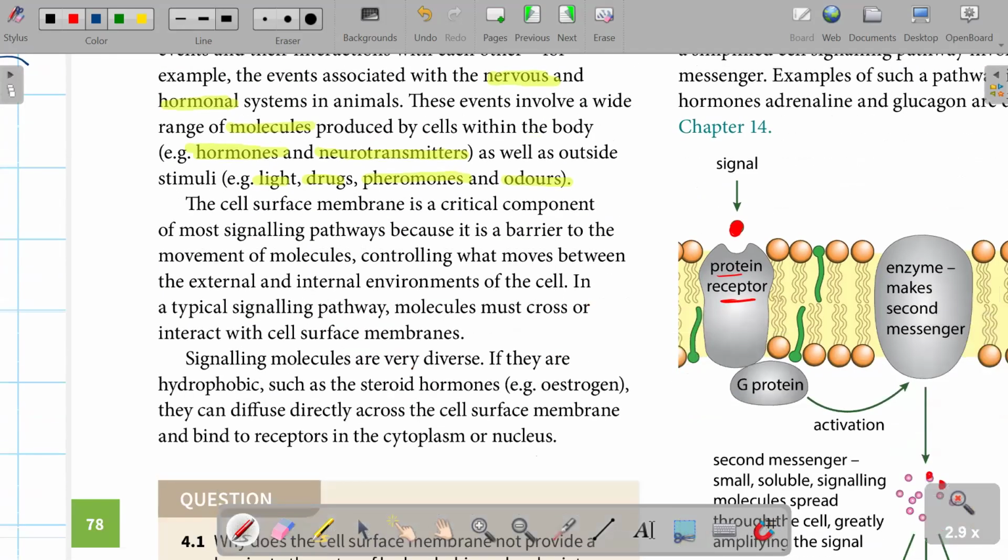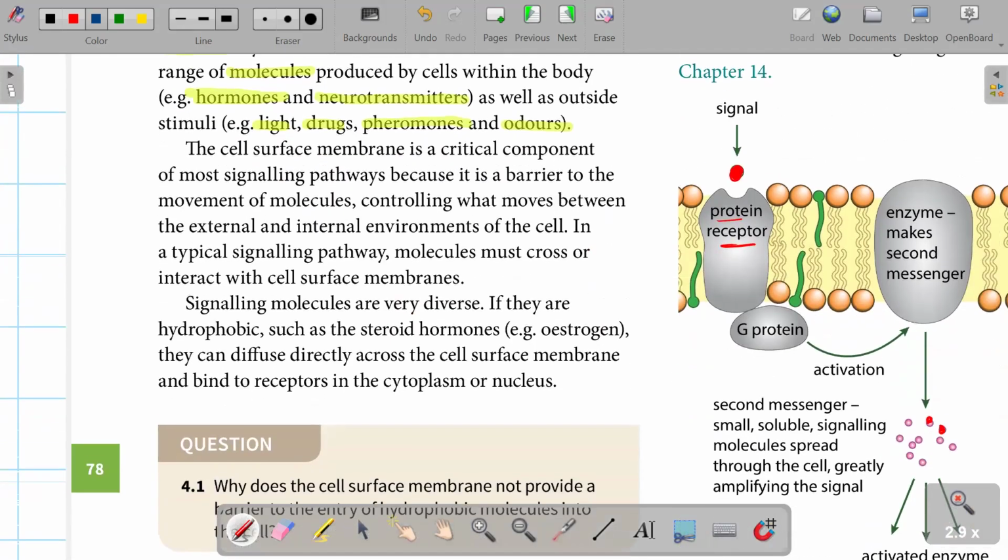Okay. Now, the cell surface membrane is a critical component of most signaling pathways. That is why we have discussed what are the components present in the cell membrane, so that we will link all those things that we have studied. What were the main components in the cell membrane?